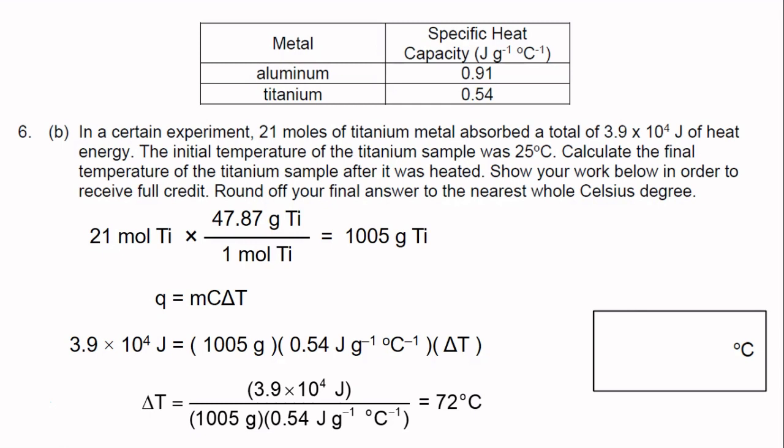That is not our final answer. That is the change in temperature. So we have to add that to 25 degrees Celsius. Our final temperature is 25 plus 72, or 97 degrees Celsius.